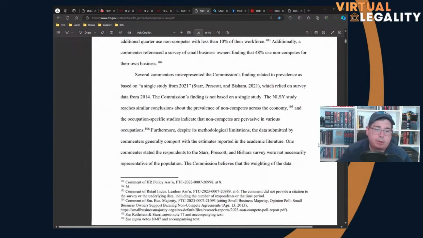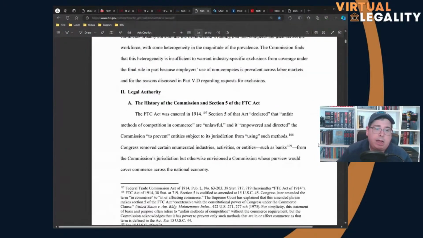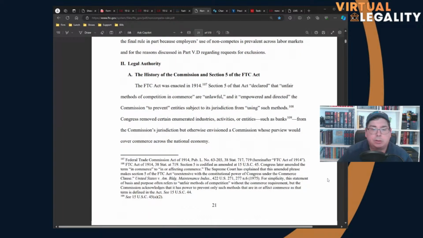They continue on with their opening gambit here and say the legal authority is restricted. The FTC Act was enacted in 1914. Section 5 of that act declared that unfair methods of competition in commerce are unlawful, and it empowered and directed the commission to prevent entities subject to its jurisdiction from using such methods. Congress removed certain enumerated industries, activities, or entities, such as banks, from the commission's jurisdiction, but otherwise envisioned a commission whose purview would cover commerce across the national economy.